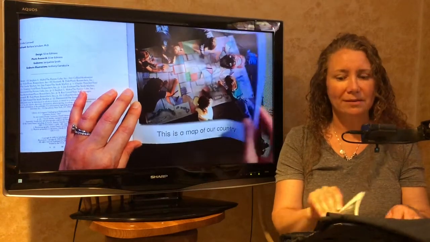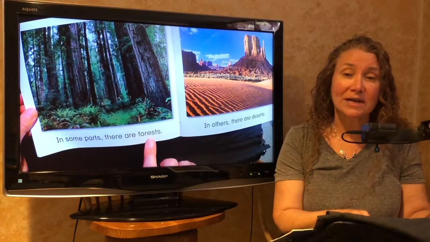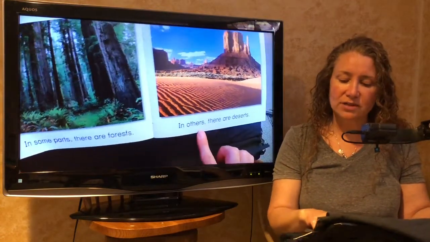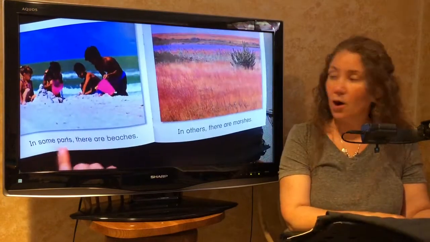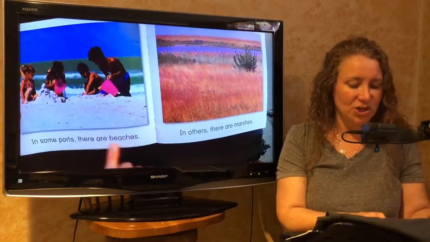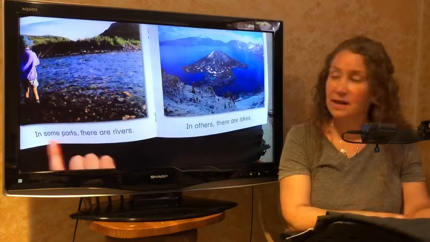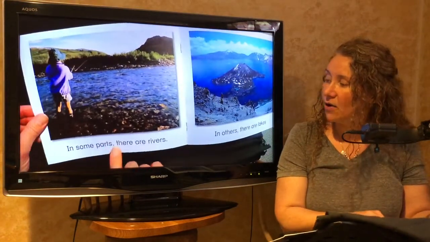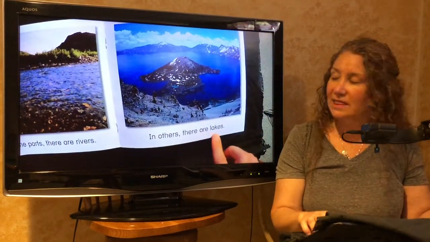In some parts, there are forests. In others, there are deserts. In some parts, there are beaches. In others, there are marshes. In some parts, there are rivers. In others, there are lakes.